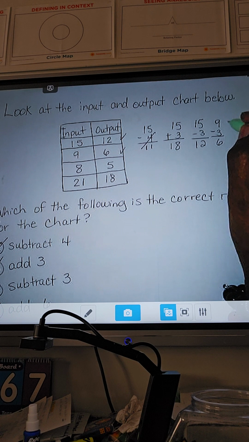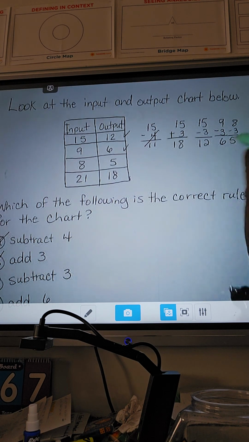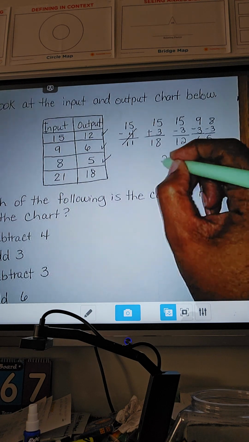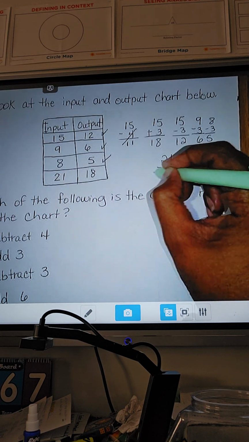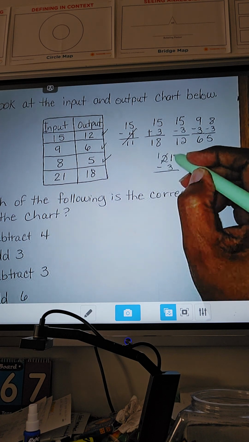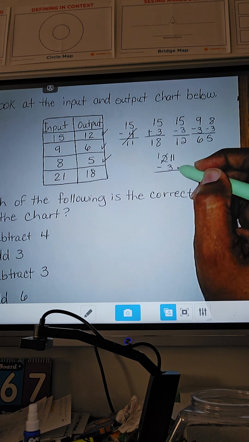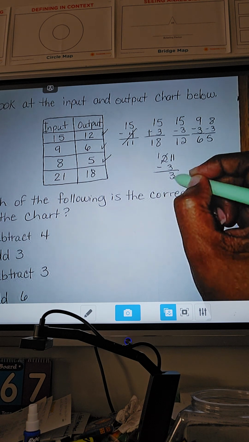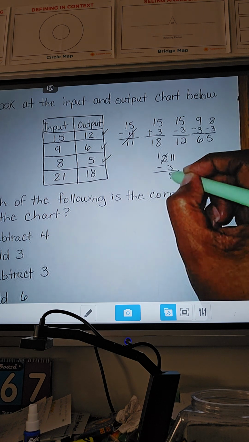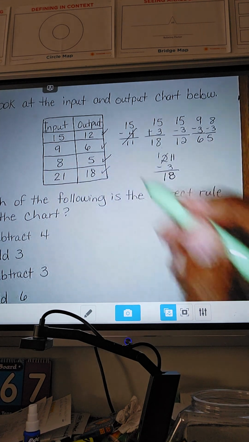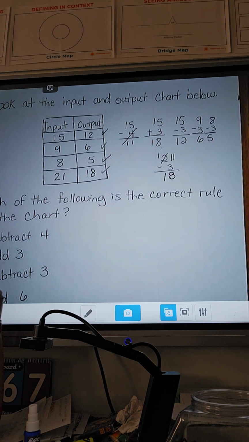All right, the next one is 8 minus 3 is 5. That's correct. And finally, 21 minus 3. And we have to go through the process, if you like. Regroup, that's a 1. That's an 11. 11 minus 3, 8. 3, 4, 5, 6, 7, 8, 9, 10, 11. That leaves 8. And bring down your 1. That is correct. So my answer is subtract 3.